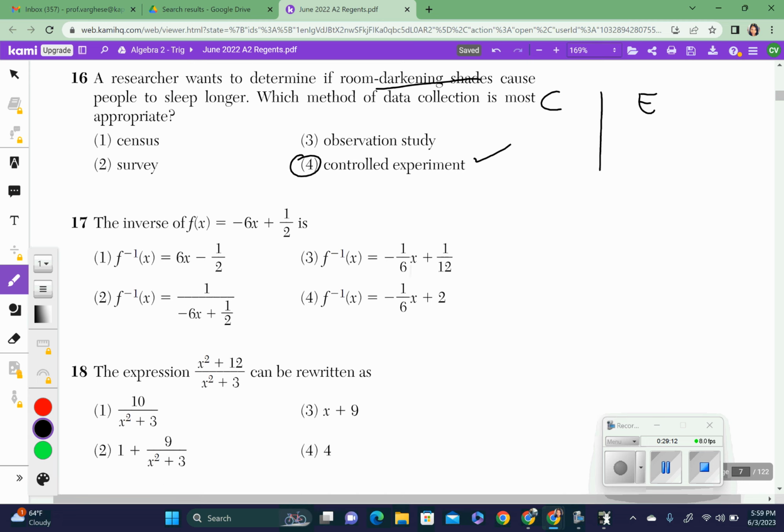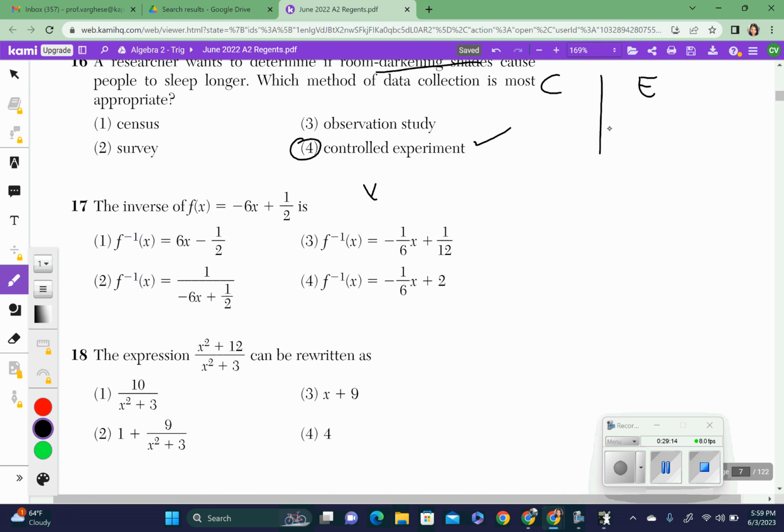Okay, the next one, inverse. Inverse, remember, means that we're going to take x and y and switch it. And that's a horrible set of arrows, but I think you get the point.